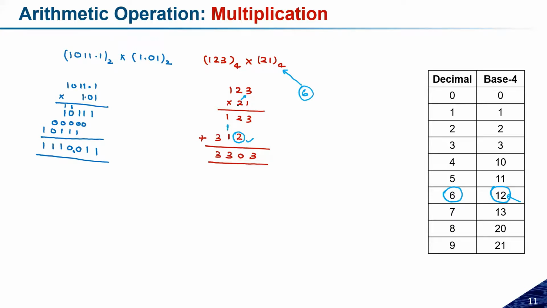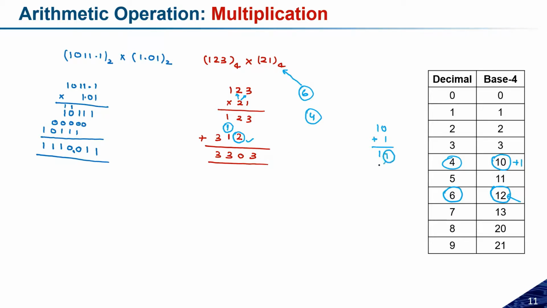Again, the second step is 2 into 2, which becomes 4, and 4 does not exist in base 4. So I again have to check the equivalent in base 4, which is 1 0. And 1 is already present, carried forward from the previous bit. So I have to add 1 with this 1 0, which becomes 1 1. So I have to write 1 here.